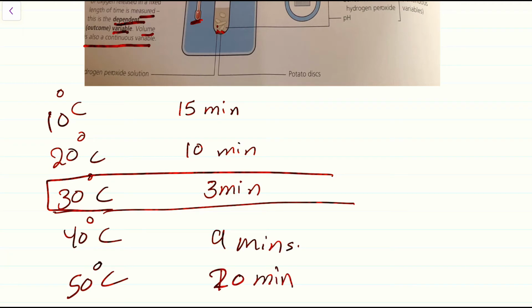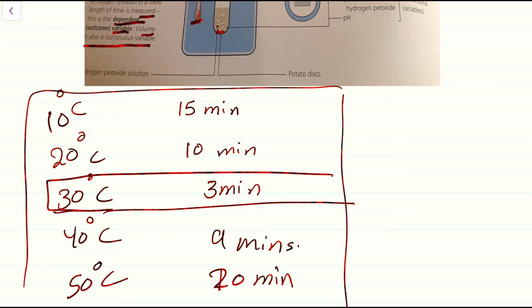So from the table itself we can determine exactly which is the optimum temperature if we have this kind of table. This is temperature, and this is the time taken for the reaction. The lesser time taken means the suitable temperature or the suitable pH, because here we have the highest rate of activity of the enzyme, because it's the suitable temperature or suitable pH.